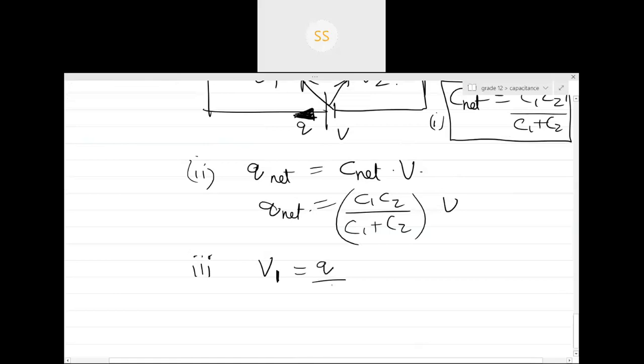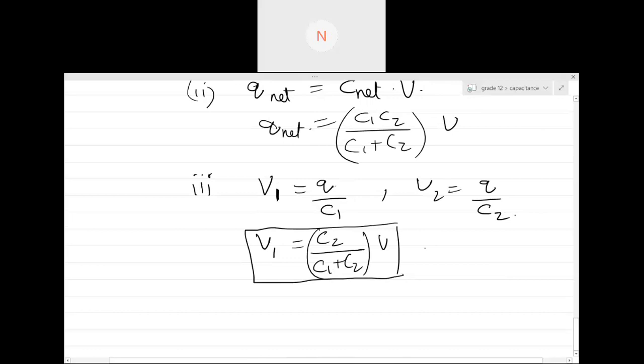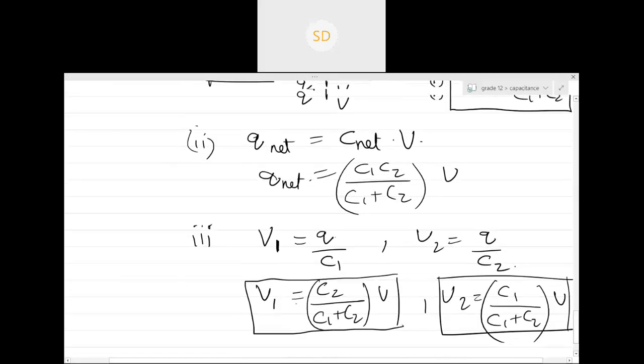So V1 will be equal to Q by C1 and V2 will be equal to Q by C2, right? Charge on both of them was this. So V1 is Q divided by C1, which equals C2 upon C1 plus C2 into V, and V2 is basically C1 upon C1 plus C2 into V. Is this clear? Yes, sir. Please remember this thing is very important.